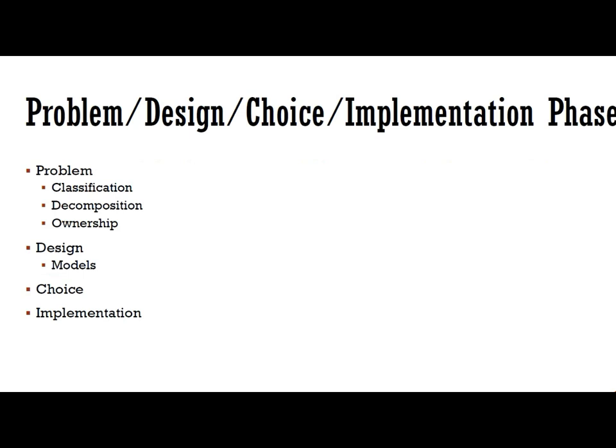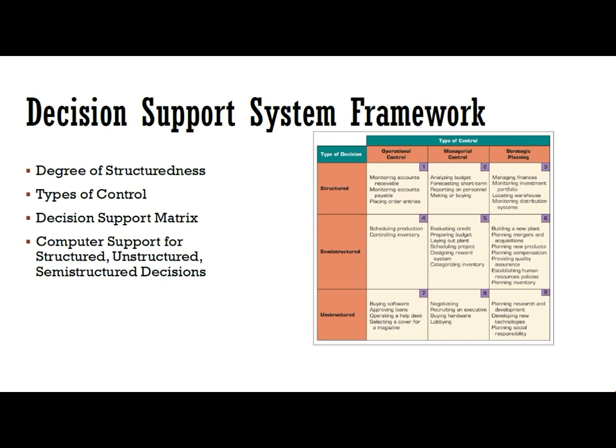Problem, design, choice, and implementation phases. Problem, as we looked at before: classification, decomposition, and ownership. Design: what models are we going to use? Choice, and then implementation. So this is just about understanding that we've got to figure out what we have to do. What is the problem we're trying to fix or resolve with our data?